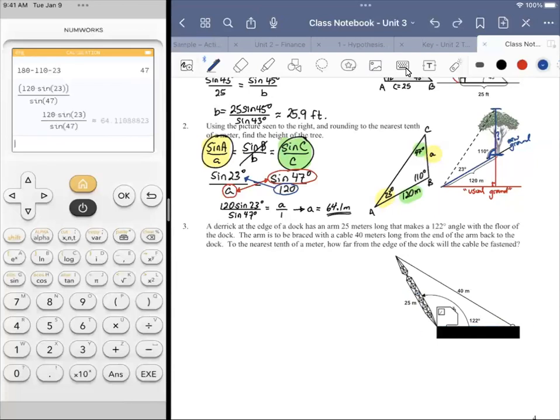That's the floor. The arm is to be braced with a cable 40 meters long. So this must be the cable, from the end of the arm back to the dock. Right, so it's supporting it. To the nearest 1/10 of a meter, how far from the edge of the dock will the cable be fastened? All right, so it's asking for this distance here. We don't know what that is.